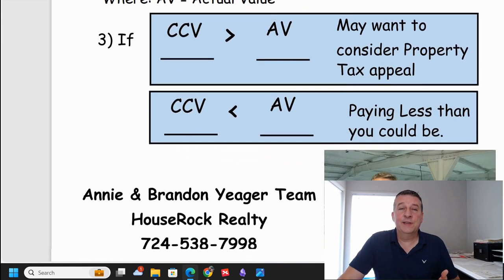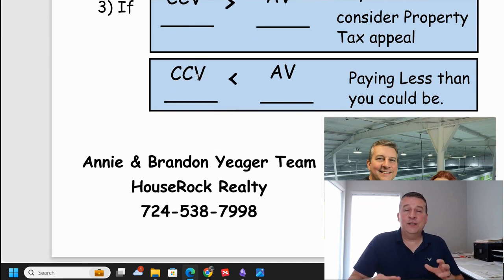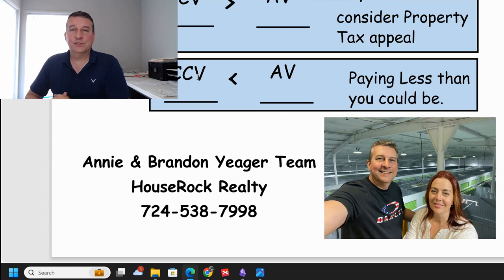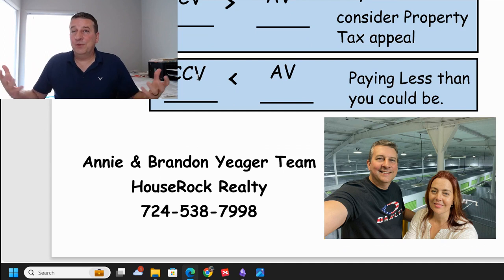The other alternative is that if your county calculated value is less than the actual value, then you're paying less than you potentially could be. For example, let's say you calculate it out, and the county thinks your home is worth 300,000, and you just purchased it for $450,000 6 months ago. Then you might want to consider yourself fortunate because you potentially could be paying significantly more in property taxes. So that's the calculation. It's very quick and simple.